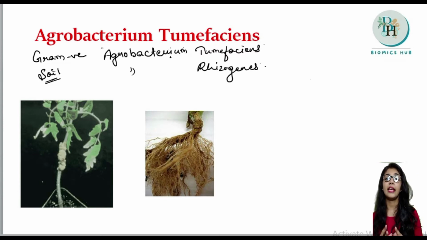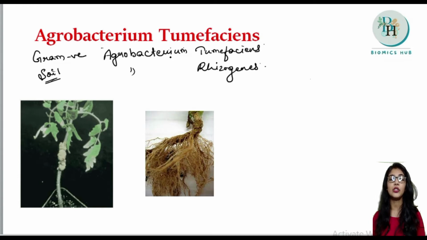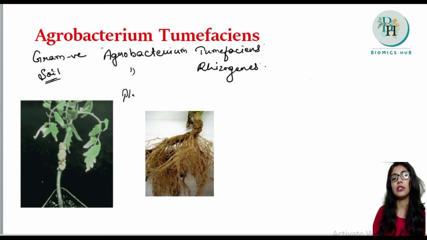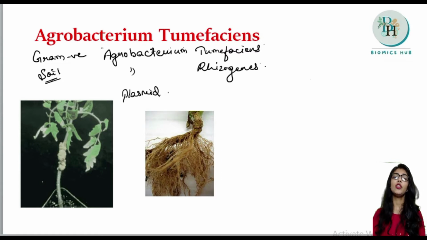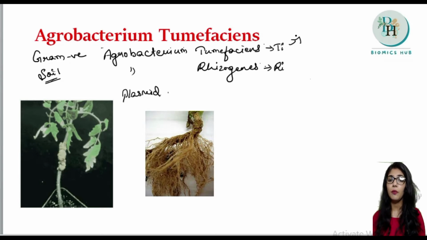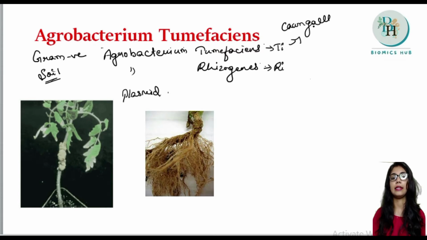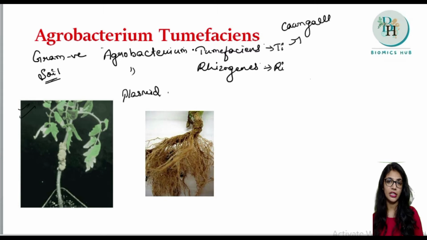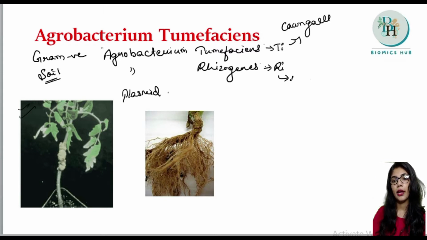As these are bacteria, there is extra chromosomal material present apart from the chromosome, which is known as a plasmid, and this plasmid is responsible for causing some of the diseases. Agrobacterium tumefaciens has the Ti plasmid and rhizogenes has the Ri plasmid. These are the tumor inducing genes, and Agrobacterium tumefaciens is responsible for crown gall disease. Agrobacterium rhizogenes, which has the Ri plasmid, is responsible for hairy root disease.